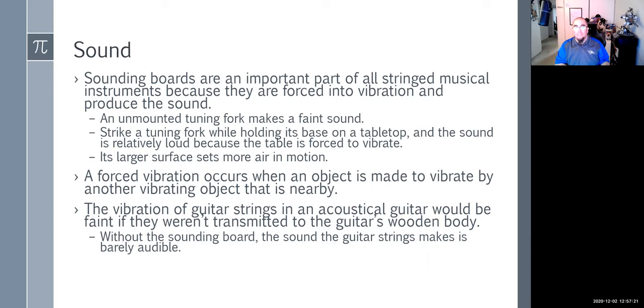Now, what happens if I take that same tuning fork and lay it on my tabletop? You guys hear the difference, right? Here's the tuning fork by itself. Now I put it on my desk, right? And I can even change how loud it is by putting it on a different substance, like my coffee cup. Each of those makes a different sound as that tuning fork causes it to vibrate.